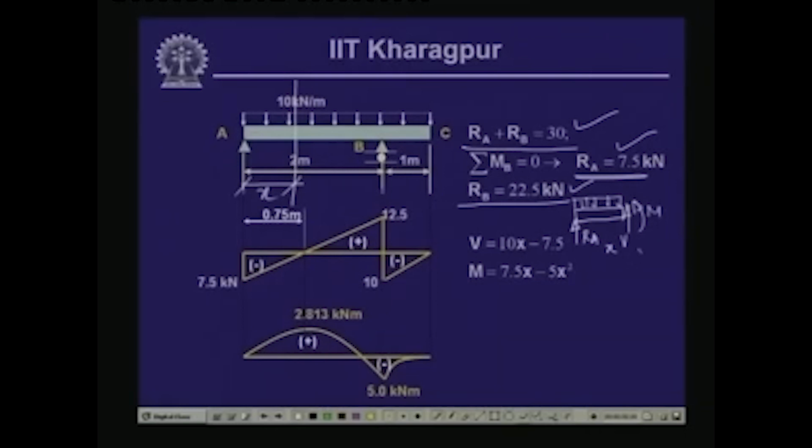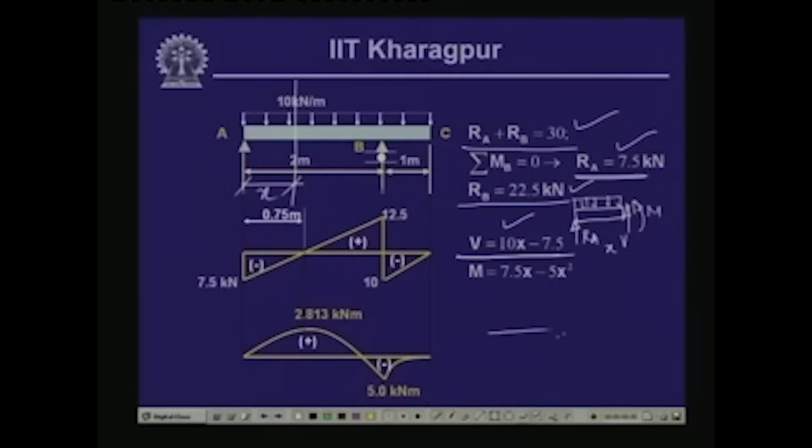If we take the equilibrium of the vertical forces, then we have V plus Ra minus 10 into x equals 0. So, this gives us V equals 10x minus Ra, where Ra equals 7.5. So, this is the expression which we get: V is equal to 10x minus 7.5.